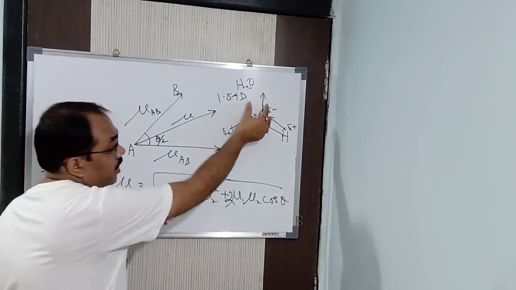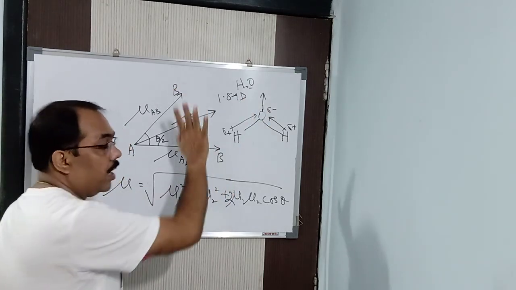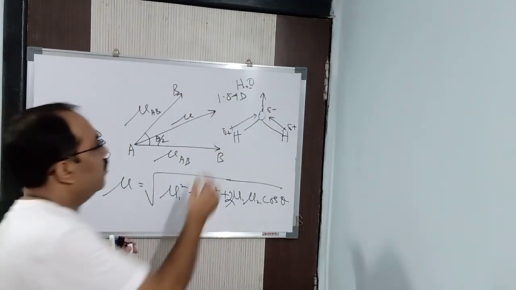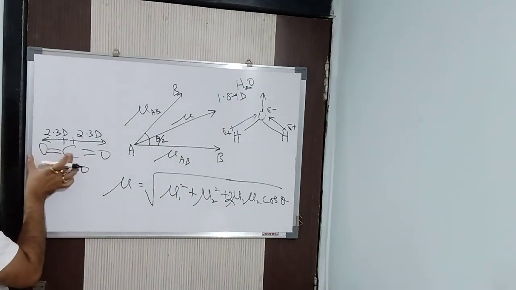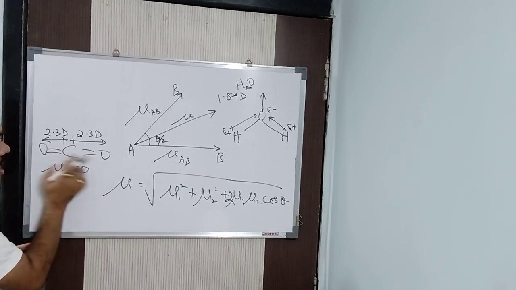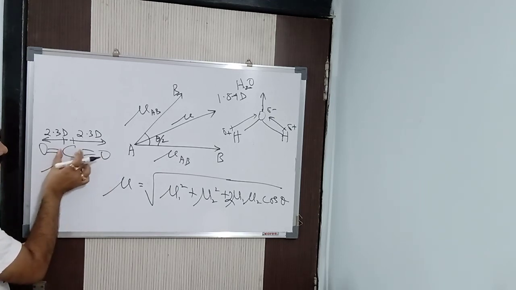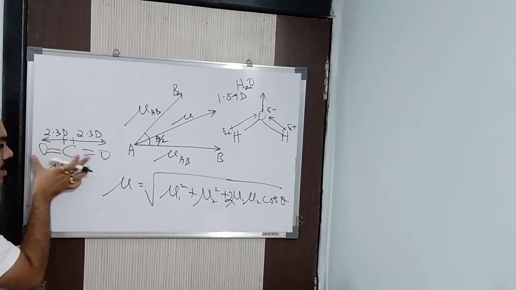It has some resultant, a certain value, which is 1.84 D, as you can see here in case of water. But in case of carbon dioxide, it is not so. It is cancelled here because the two vectors are equal and opposite. So the net vector is 0. The resultant vector is 0. So hence it is linear.